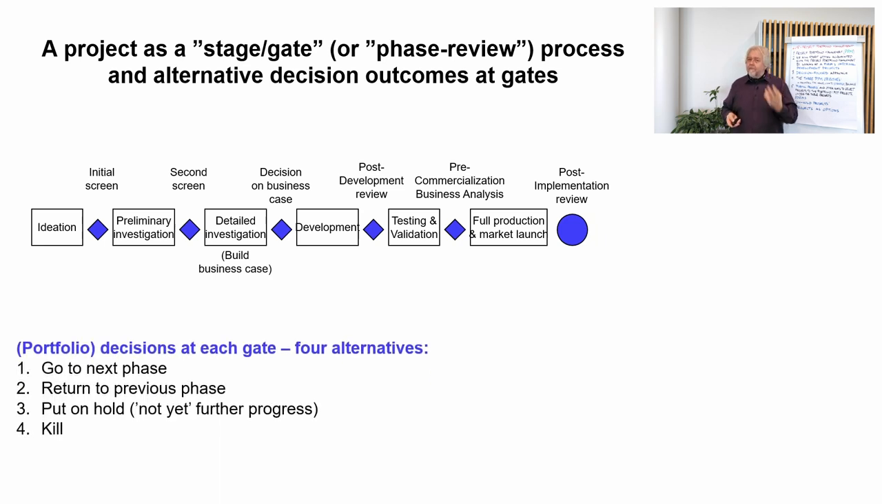The decisions from the portfolio point of view are the following. There are at least four alternatives. One decision that we might make at the gate is go to the next phase. Okay, we can proceed. Second, return to the previous phase. We must still do something before we can let the project proceed. Or the third one, put on hold. Not yet. For example, because of resource constraints, we don't have resources for all projects, we must put some projects on hold, or for some other reasons we are not sure whether we can make the decision yet, so we put this project aside for a while. Or then fourth option, we can kill the project.